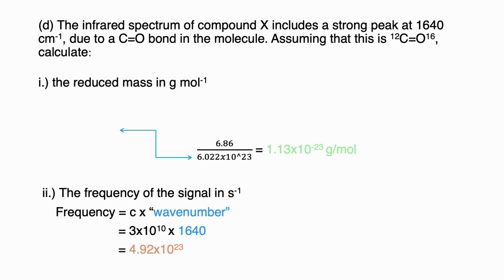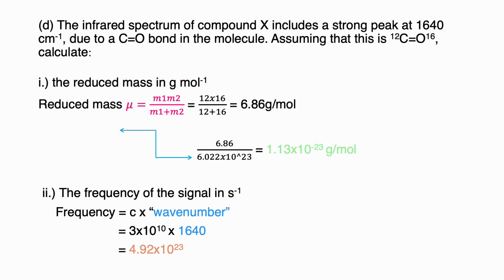So, in order to calculate the reduced mass, it requires the equation mass 1 times mass 2 over mass 1 plus mass 2, where the masses are given to us, so 12 for carbon and 16 for oxygen. So 12 times 16 and 12 plus 16 underneath, which gives us 6.86 grams per mole. But we are not finished. We need to get that number that we had before and divide it by Avogadro's constant to get 1.13 times 10 to the minus 23 grams per mole.